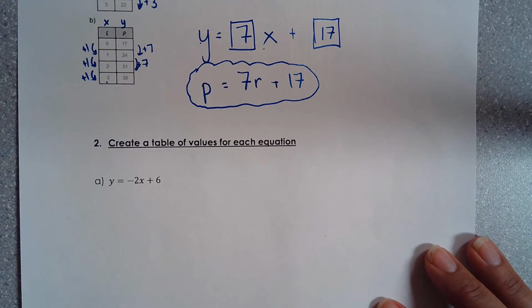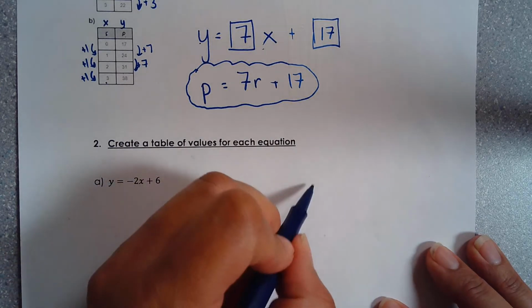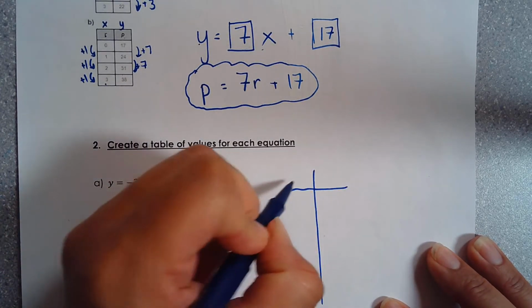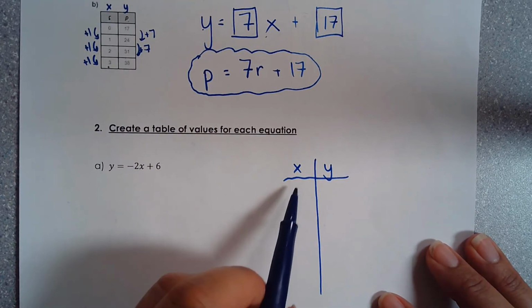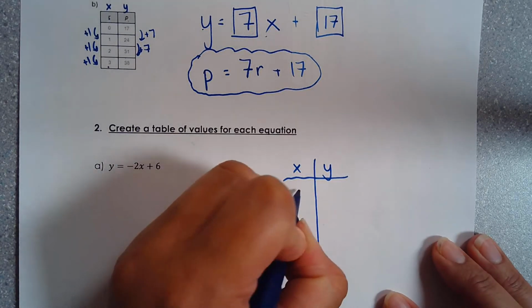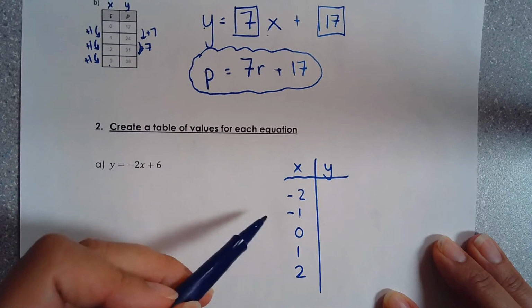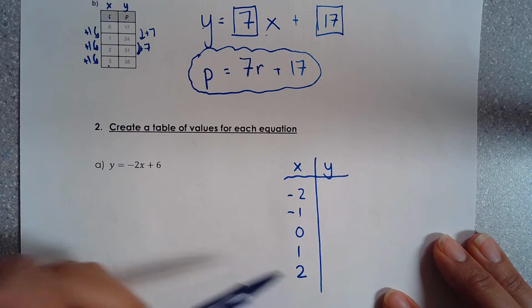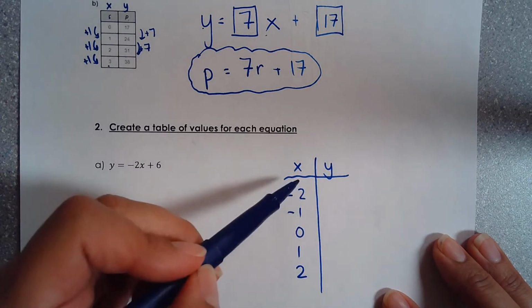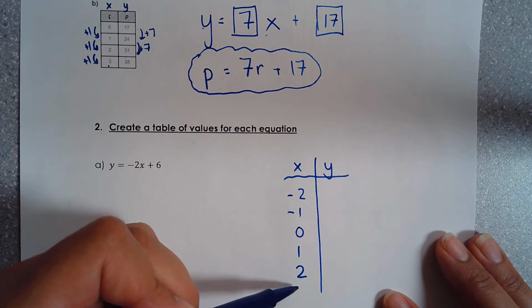Okay, question number 2, create a table of values for each equation. So now I've got the equation, I want to come up with the table of values. So I have x and y, and now typically the values we use for x are always -2, -1, 0, 1, and 2. This is fairly consistent with what we use in grade 9 and grade 10. So our x values will always be -2, -1, 0, 1, and 2.